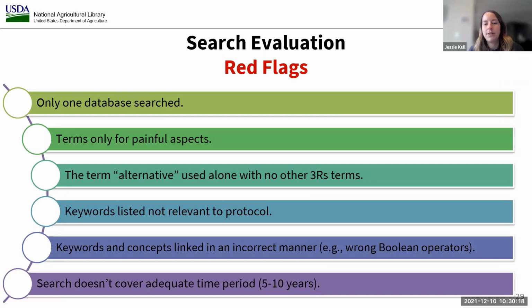And then lastly, before we close out this section, these are some items I put together that would maybe be considered red flags when conducting a literature search. So for example, if you're only searching one database, you're going to miss a lot of information because one database never covers a topic 100% comprehensively.